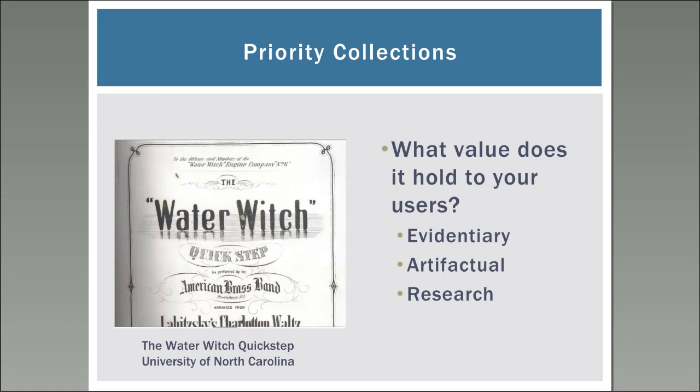So we want to think about how to prioritize collections. One way is the value to your users. This is usually one of the best ways. Archival resources have different ways of having value, and other resources do as well.